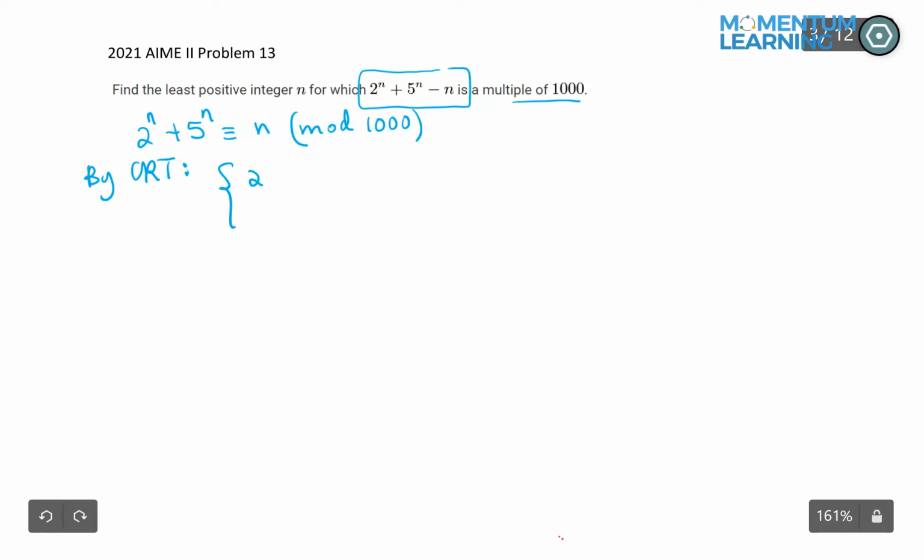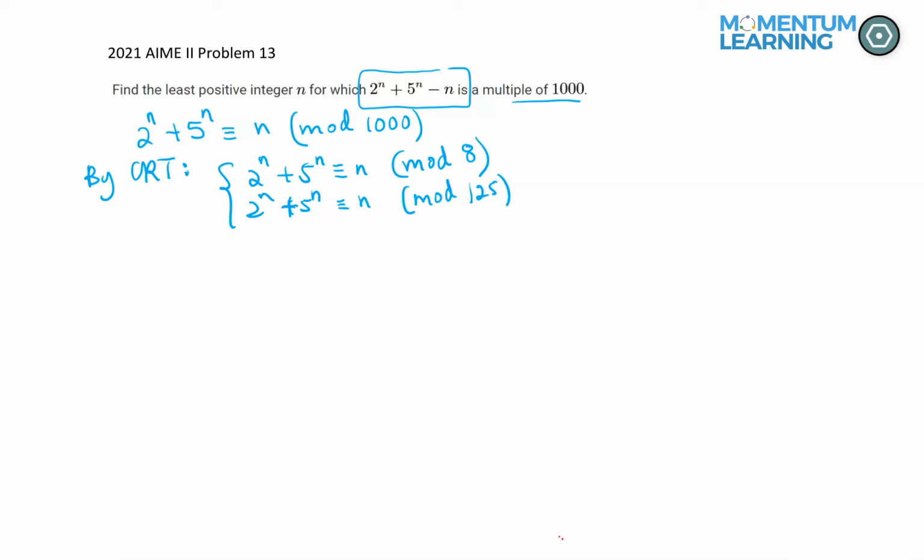By the Chinese remainder theorem we can turn this into a system of congruences where 2^n + 5^n is congruent to n modulo 8, because 1000 is just 8 times 125, where 8 and 125 are relatively prime, and that modulo 125. So that's pretty much what the question is asking: find an n which satisfies both of these congruences simultaneously.